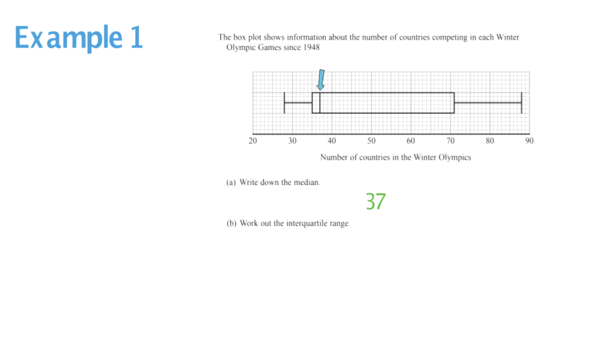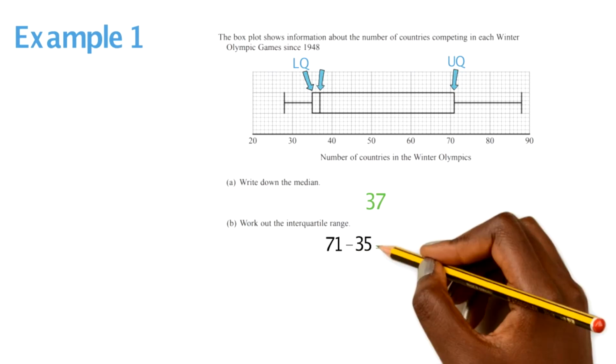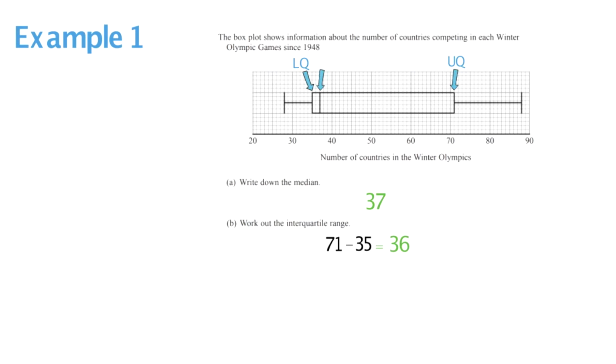Then it says work out the interquartile range. So we know our interquartile range is our upper quartile, which is the top end of the box, minus the lower quartile, which is the bottom end of the box. So we're just literally going to subtract those two values away from each other. So that's going to end up being 71 minus 35, and that's going to leave us with an answer of 36.